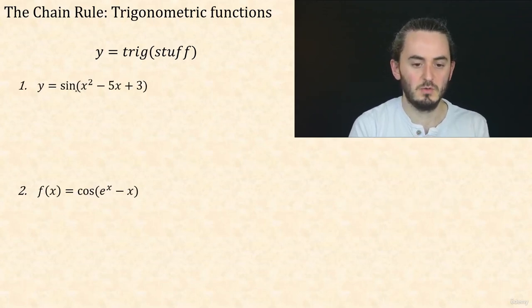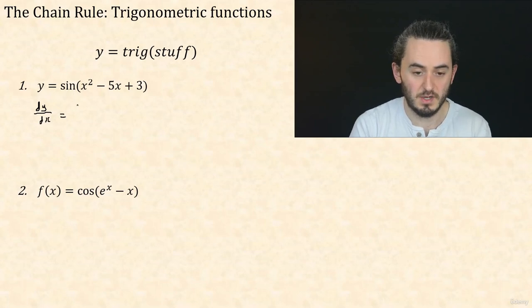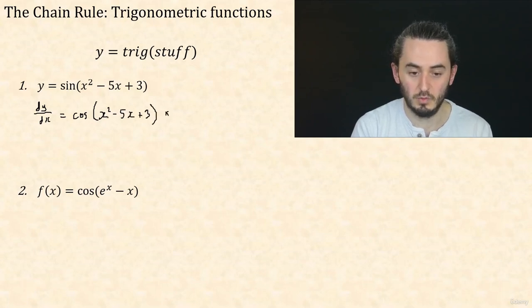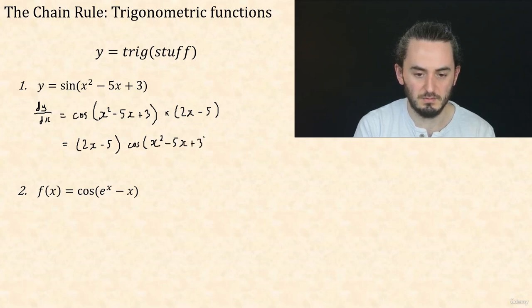So to differentiate y equals sine of this stuff, dy by dx is, well, the derivative of sine is cos. So it's cos of all of this stuff multiplied by the derivative of all of this stuff, which is 2x minus 5. So we might want to neaten this up by having the 2x minus 5 first, but it doesn't really matter. So 2x minus 5 cos of x squared minus 5x plus 3.